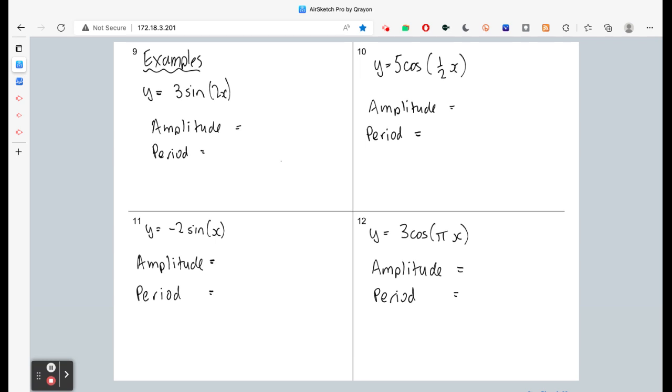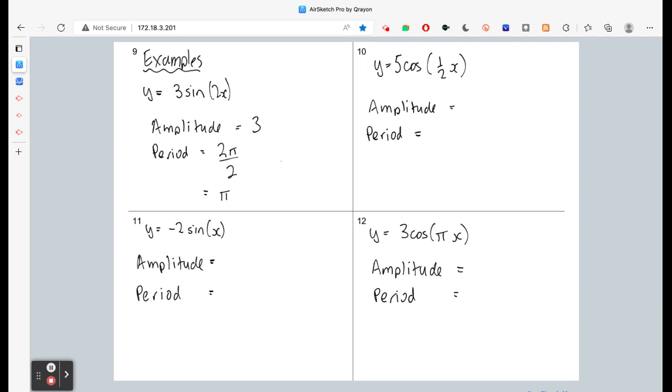Example 1 here on slide 9 is y equals 3 sine 2x, and we're asked to identify the amplitude and period. Let's just do it. The amplitude is simply 3. It's the value in front of the function there. The period is equal to 2 pi divided by 2, which is equal to pi. This requires a little bit of calculation. So it will repeat itself every length of pi.